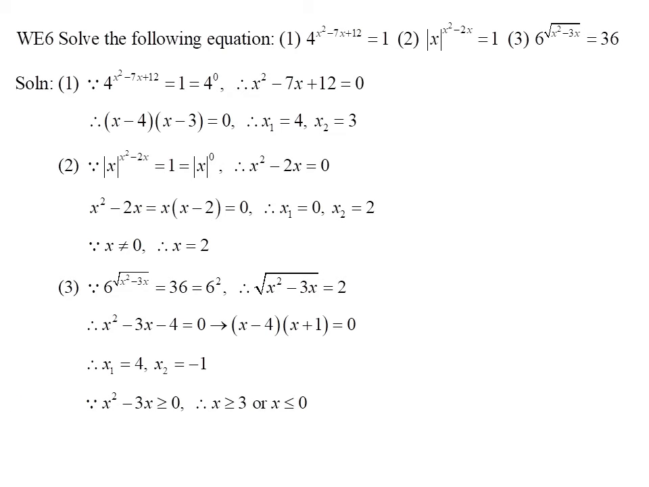The last step is to evaluate the obtained roots. Since x squared minus 3x is greater than or equal to 0, the value range of x is either greater than or equal to 3, or less than or equal to 0. And both answers of 3 and negative 1 are inside the implied domain, so the answer is x equals 4 or negative 1.